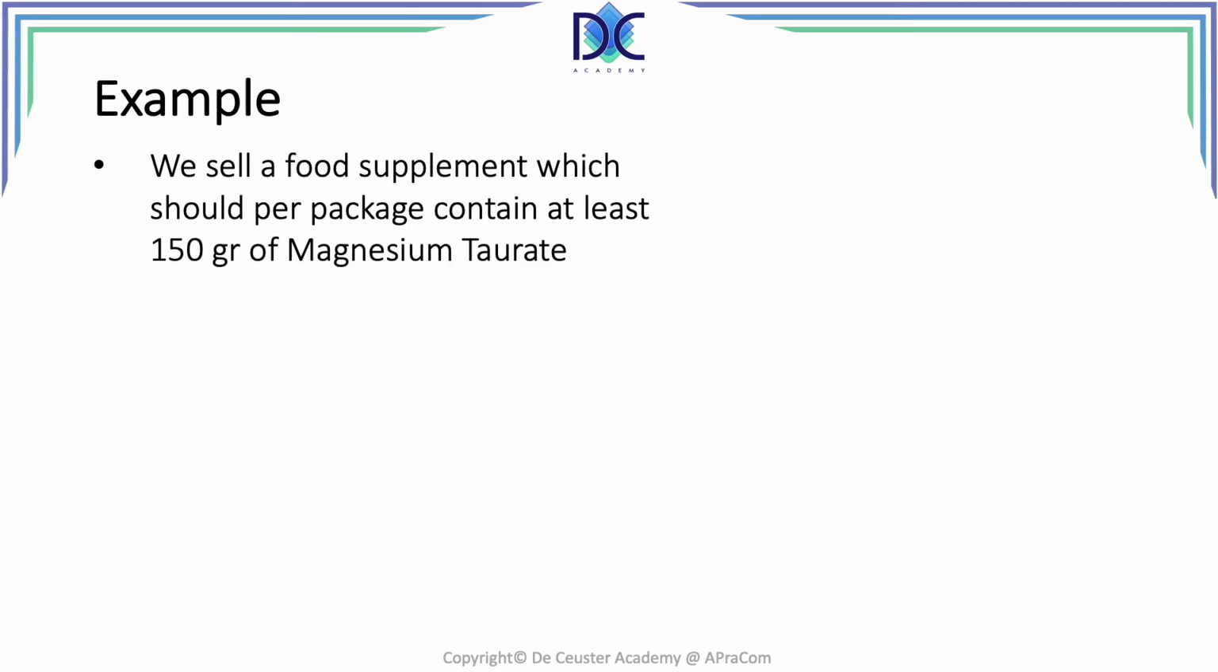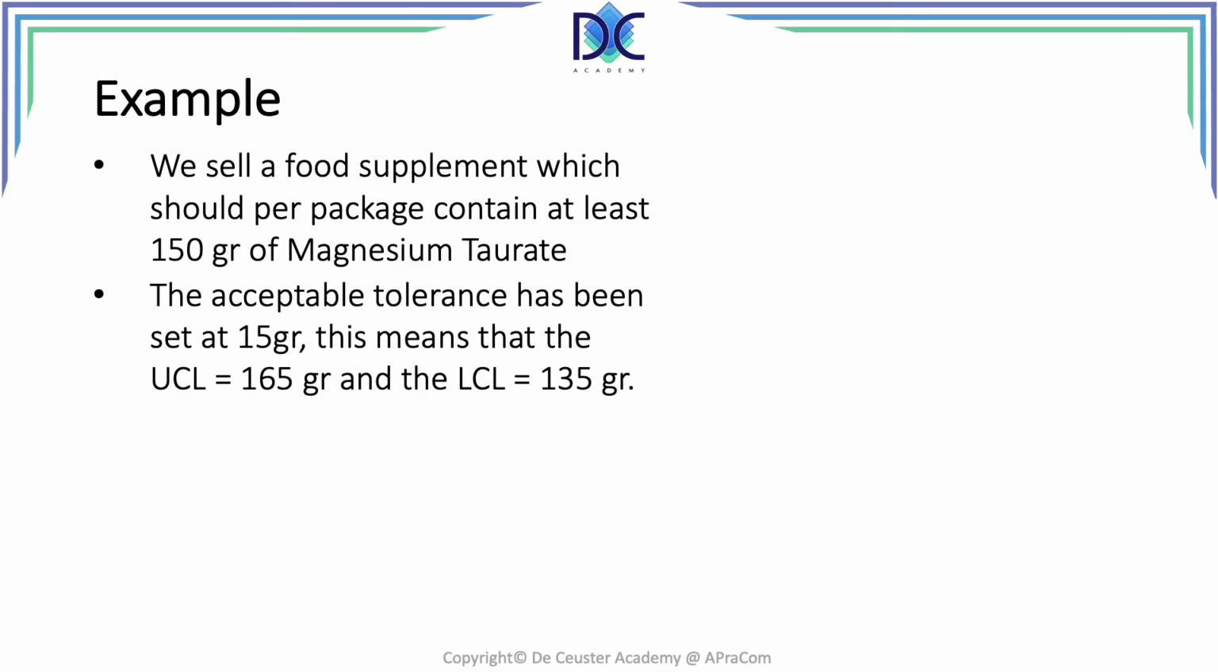We sell a food supplement which should contain at least 150 grams of magnesium taurate per package. It's a special product. You can find it on the websites when you Google it. Basically, that's the condition that we have. The acceptable tolerances have been set at 15 grams to the left or to the right.